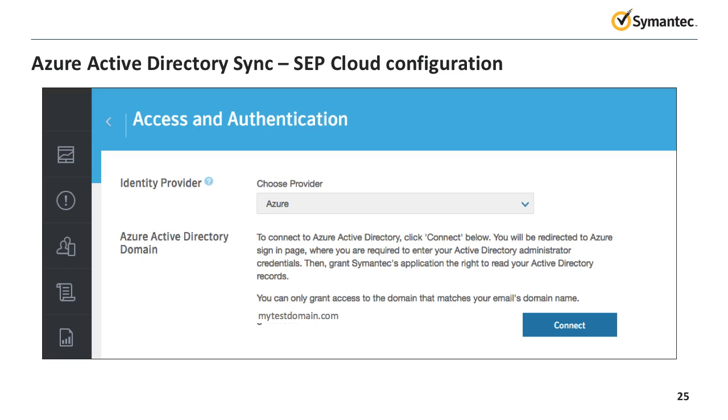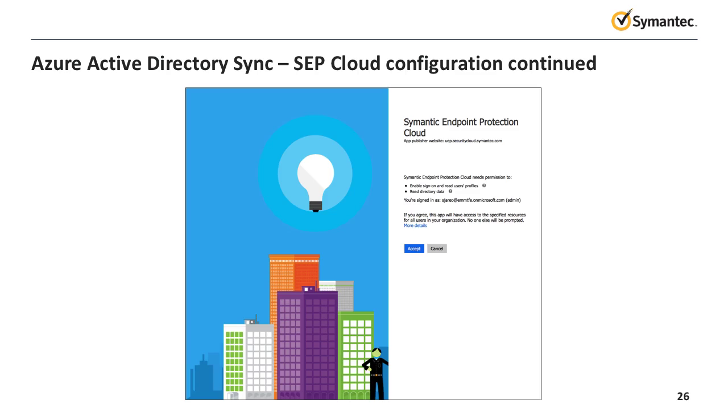To begin the configuration process, in the SEP Cloud portal, navigate to Settings, Access and Authentication. Choose Azure as the identity provider from the drop-down menu and click the Connect button to continue. The Azure domain must match the SEP Cloud account administrator's email domain name.